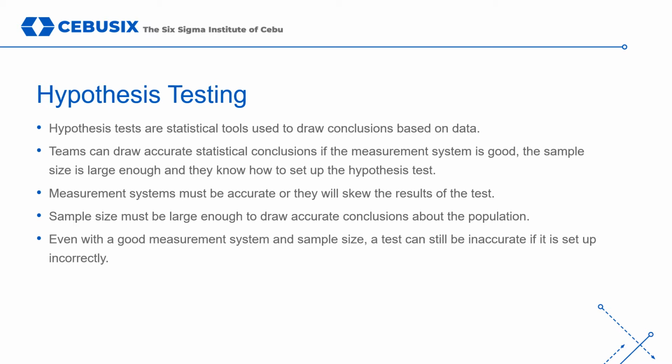With a hypothesis test, the measurement system must be accurate or it will skew the results of the test. The sample size must be large enough to draw accurate conclusions about the population. And even with a good measurement system and sample size, a test can still be inaccurate if it is set up incorrectly.